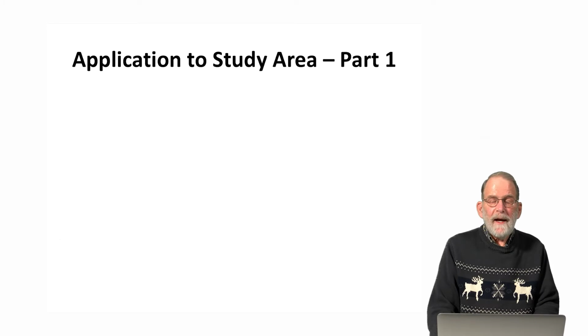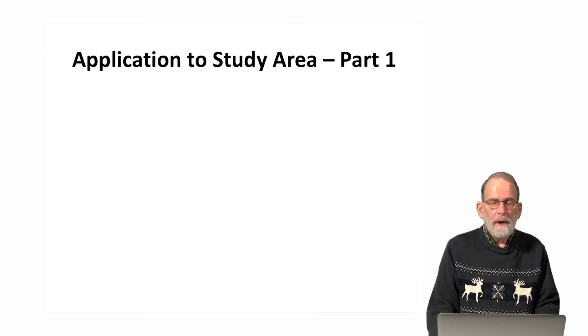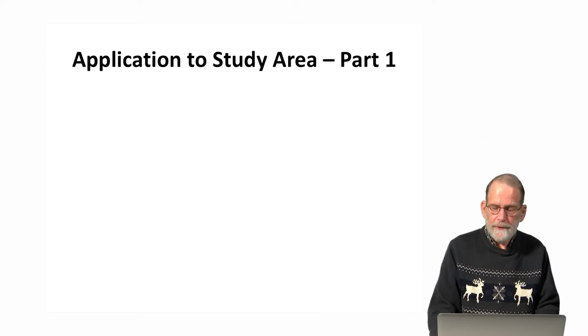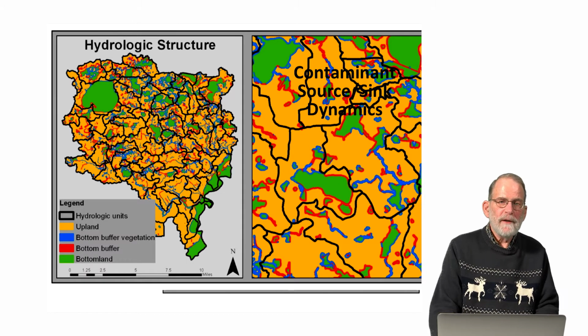Now I'd like to talk about application of the characteristics I've just talked about to the study area that you're working on in lab. And I want to talk about that in two parts. The first part is talking about mapping characteristics that are contributing to water quality contamination in the landscape. And the second part is how do we put those maps together to come up with overall indices of water quality contamination susceptibility.